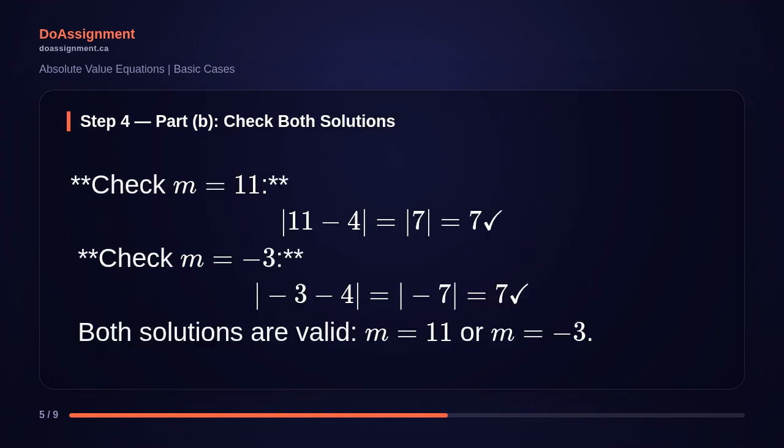Checking m equals 11. The absolute value of 11 minus 4 is the absolute value of 7, which equals 7. Check. Checking m equals negative 3, the absolute value of negative 3 minus 4 is the absolute value of negative 7, which equals 7. Check. Both solutions are confirmed.